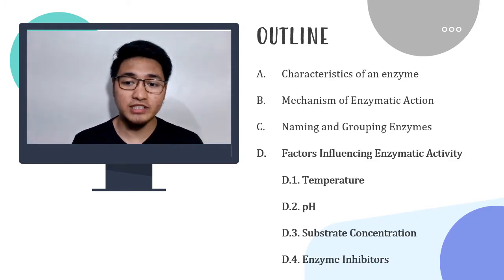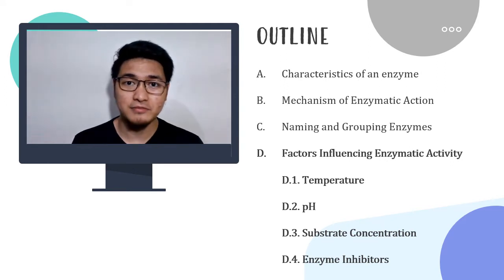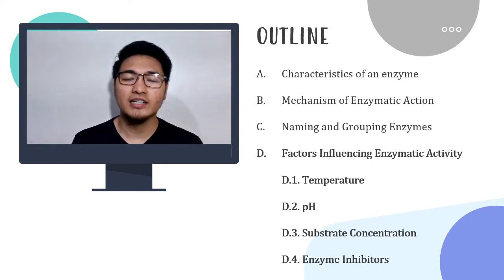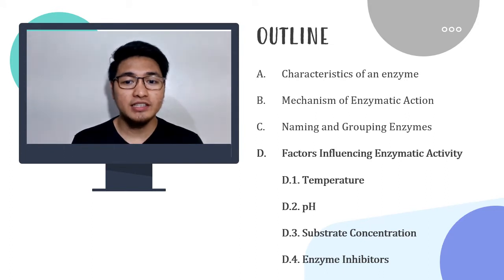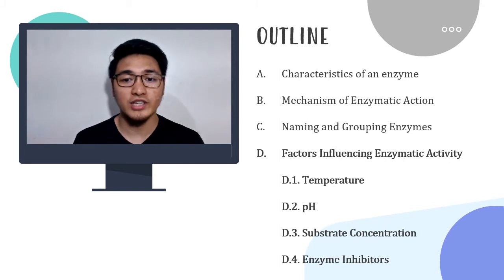In terms of what we have discussed so far, sa first part of our lesson on enzymes, we've discussed about the characteristics of enzymes. Sa second part naman ng lesson on enzymes, napag-usapan natin yung mechanism of enzymatic action and yung naming and grouping of enzymes. Now, for the third part, which is our lesson for today, we will be discussing the factors influencing enzymatic activity. Specifically, we will be discussing about the effect of temperature, pH, substrate concentration, and effect of enzyme inhibitors.